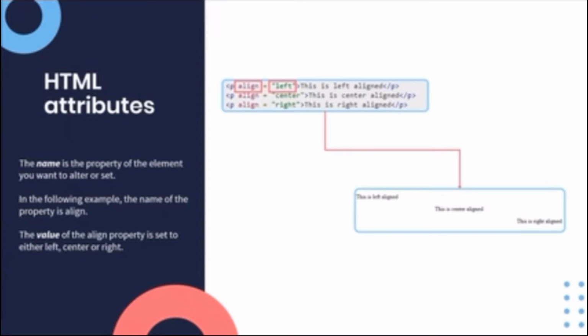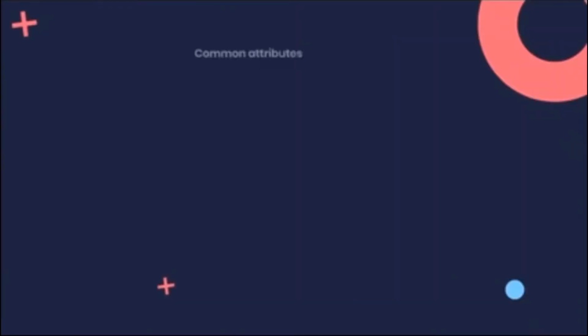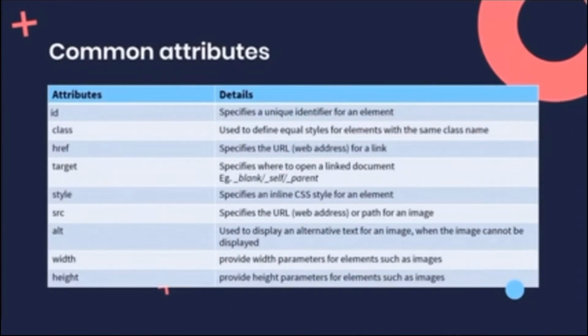Now, I think based on that, you sort of get the idea of when and why we use attributes, right? Hopefully this makes a bit more sense where attributes are concerned. So moving on, what are some common attributes out there? And here is a list of common attributes that you will most likely be using in your web development career.